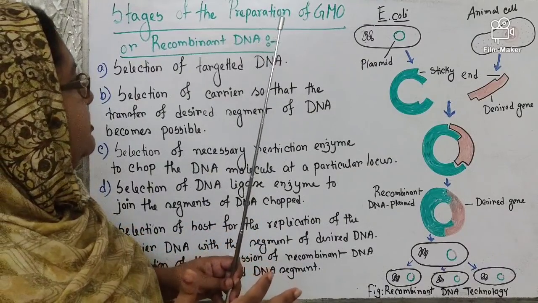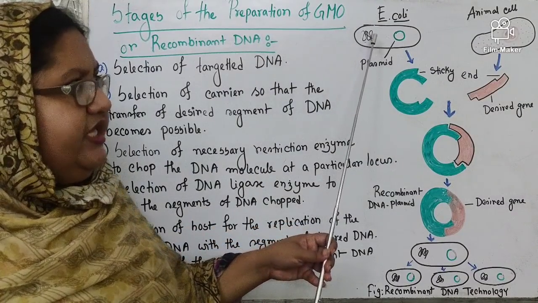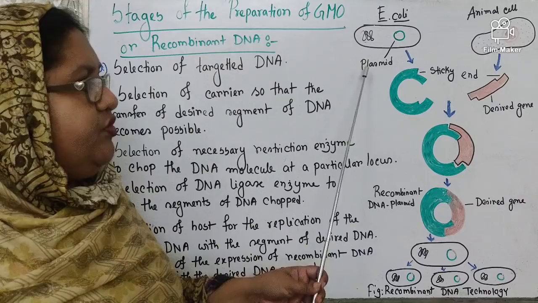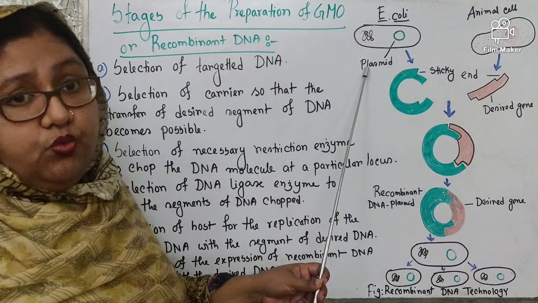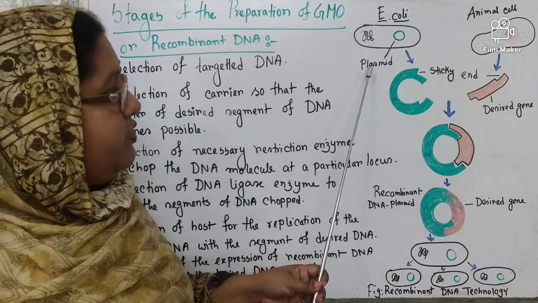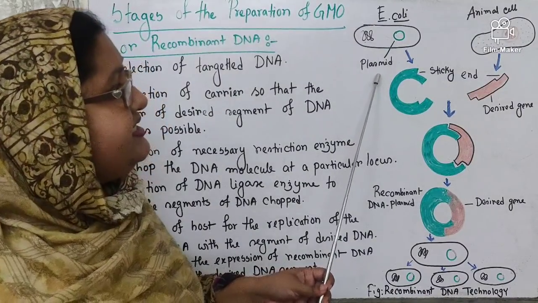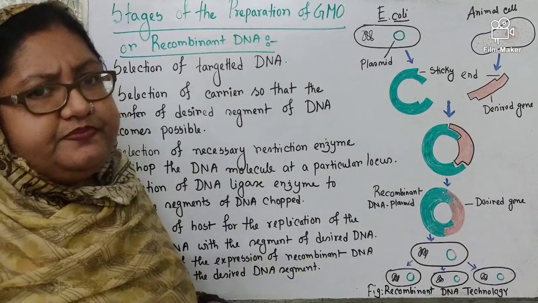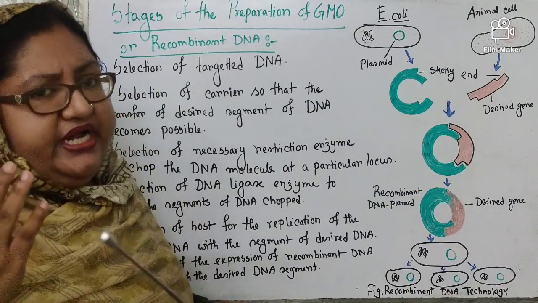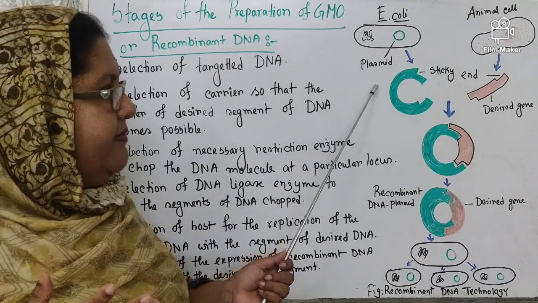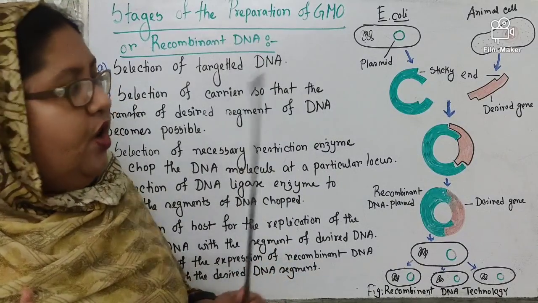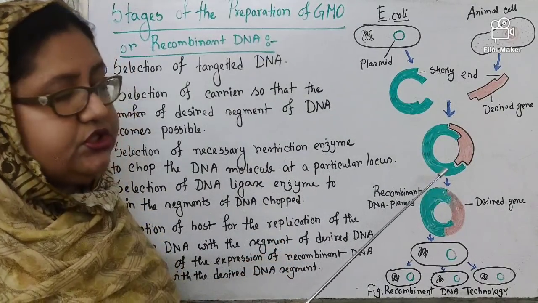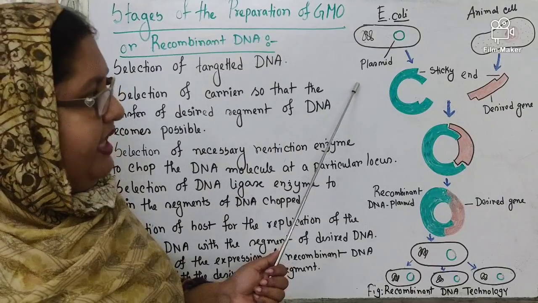So if we want to sum up, at first we have to use the E. coli bacteria. For what reason do we use E. coli bacteria? The reason behind this is the presence of plasmid. Now, what is plasmid? The circular DNA that is present inside the E. coli bacteria, which is used for the process of genetic engineering, is called plasmid.